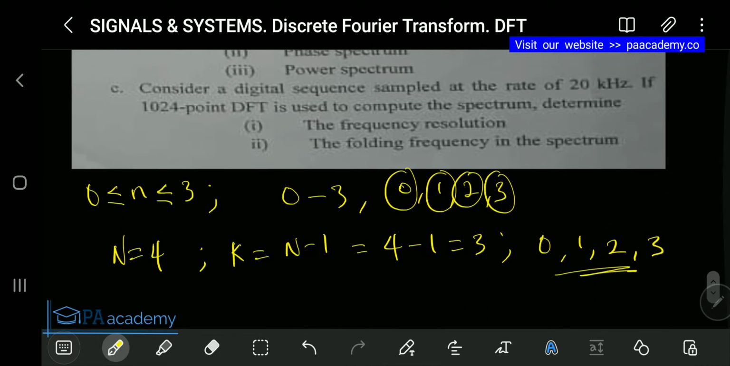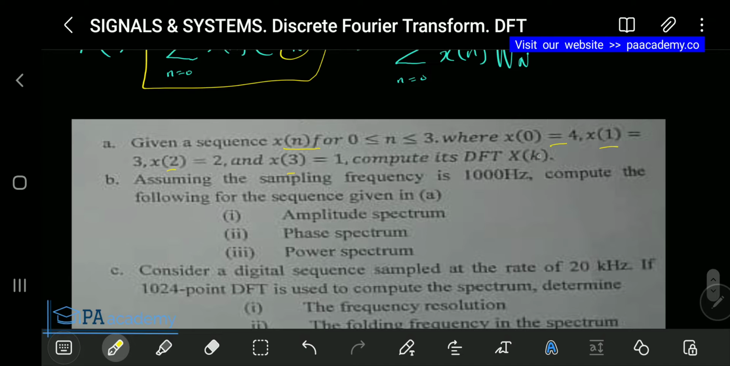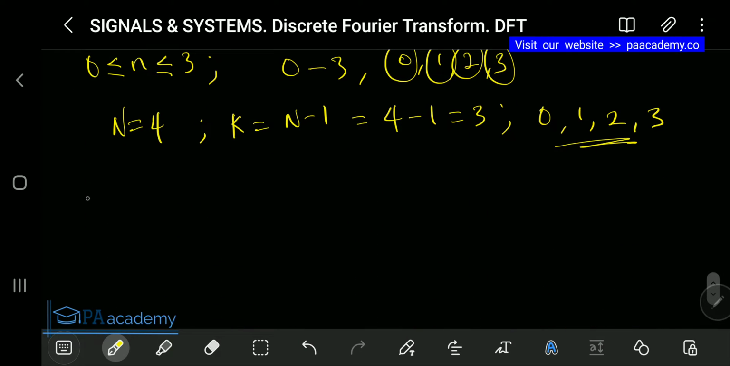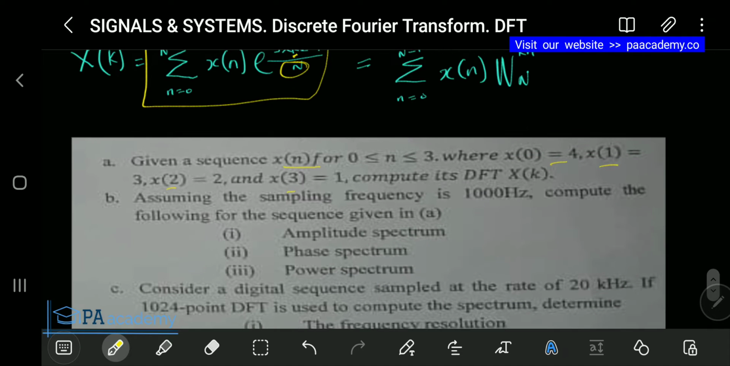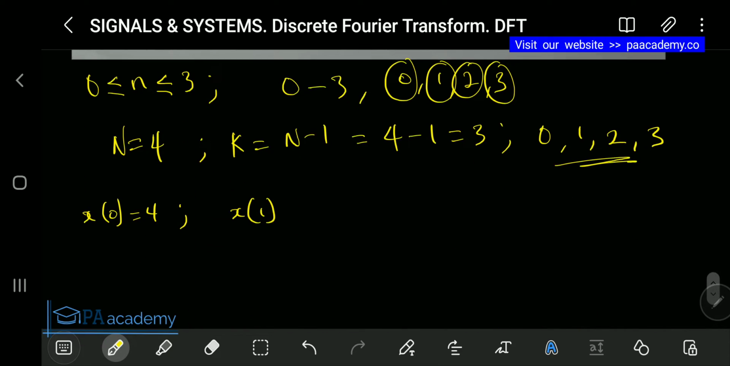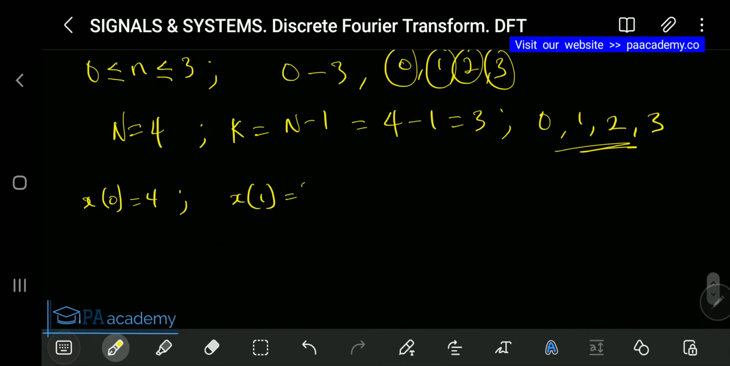Now let's write out our x of 0, x of 1, x of 2 and x of 3. From the question, we are given that our x of 0 is 4, because we are going to need these values. Our x of 1 is 3. And our x of 2 is equal to 2. And then our x of 3 is equal to 1.